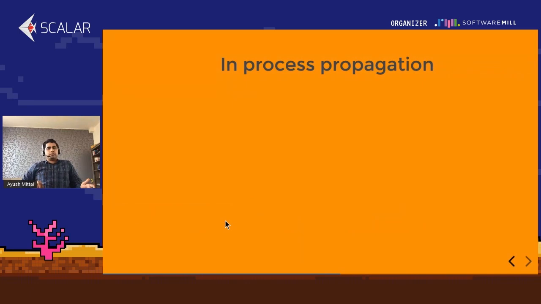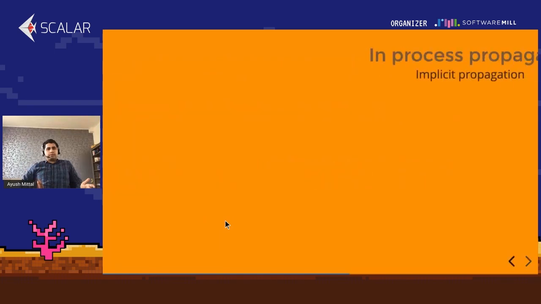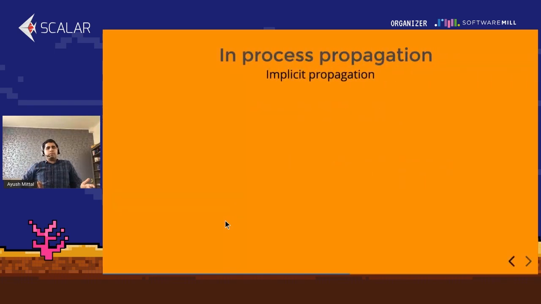So OpenTelemetry proposes two solutions for in-process propagation. The first one is the implicit or the automatic propagation. In this implicit or automatic propagation, you use techniques like thread local to store the context information in memory somewhere and then retrieve them as and when required. Let's try to understand this with some Scala code. Let's try to do implicit propagation using Scala.